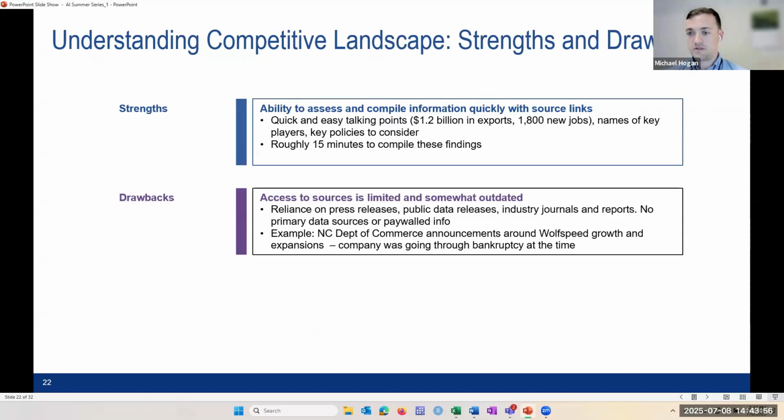So as we started looking at the sources, it was a lot of press releases, public data releases, but there was no primary data or no access to any paywalled news sources. To give the example, the North Carolina Department of Commerce was putting out a lot of announcements around Wolfspeed's growth and expansions, when in reality, the company was going through bankruptcy at the time. So some of the data was outdated, and to us, it was a warning sign about something Jacob mentioned earlier about over-reliance on these models, that they might not be fully reflective of what's going on and might bring up some contrary or outdated information.